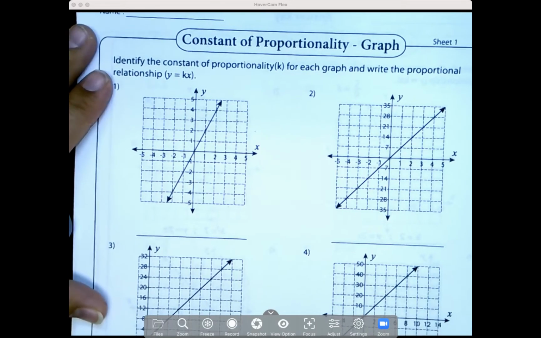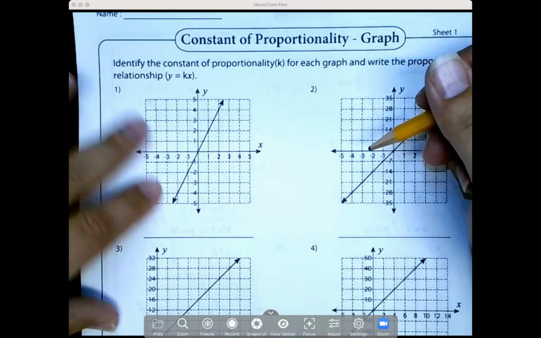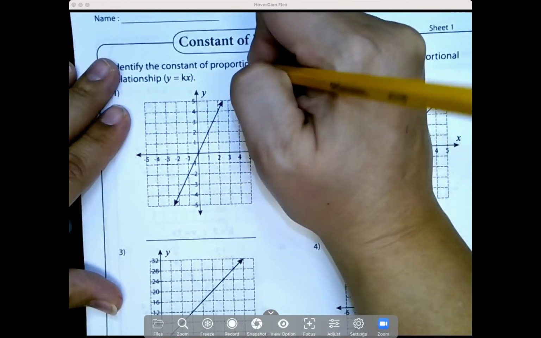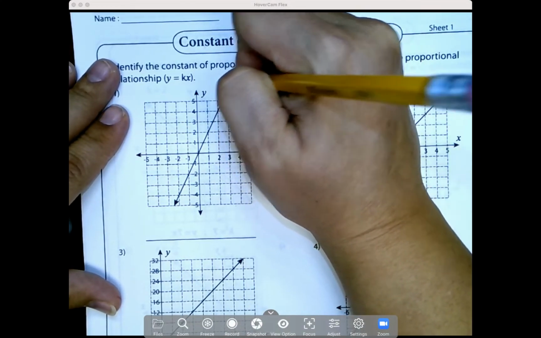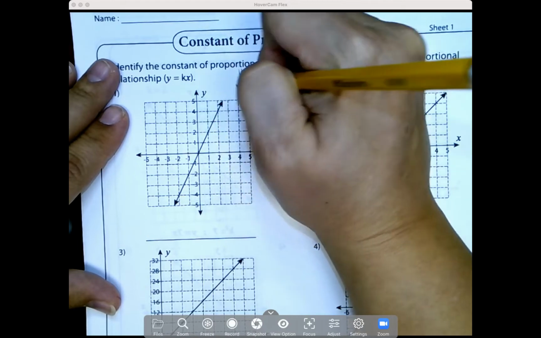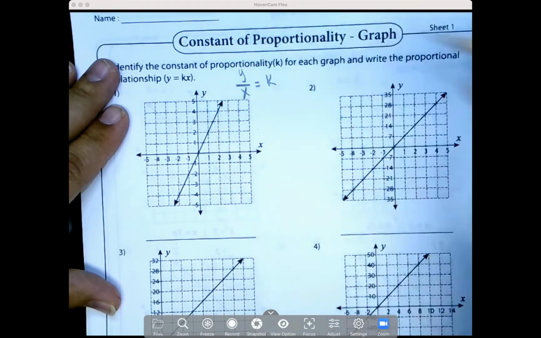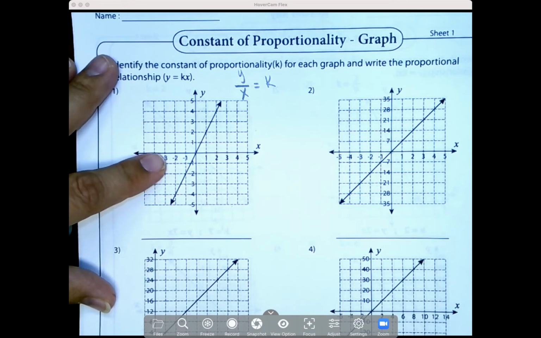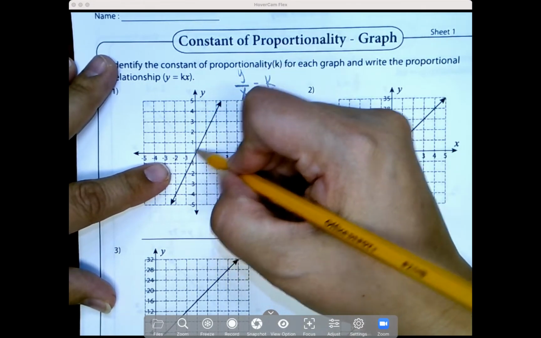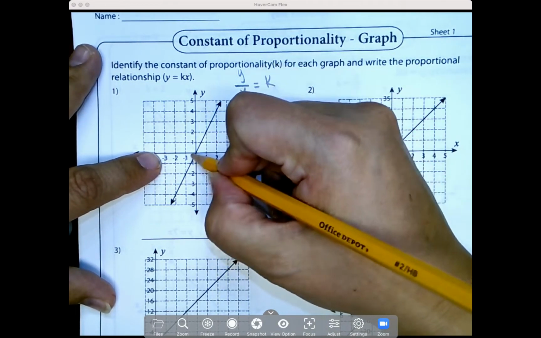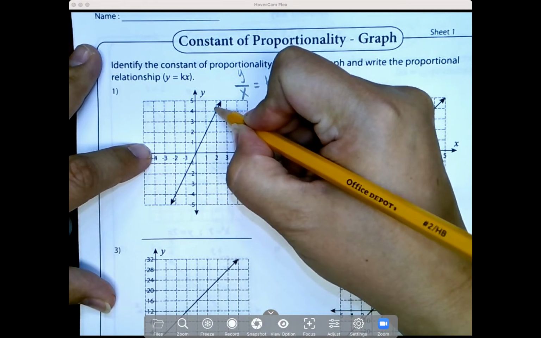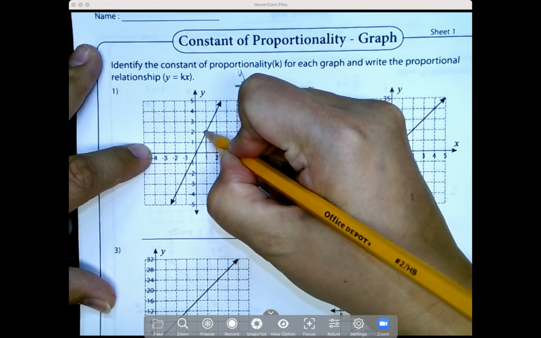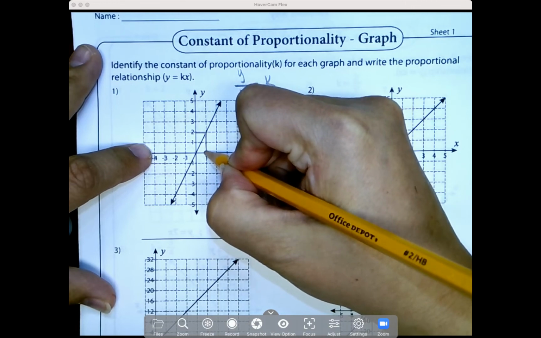All right. So to find the constant of proportionality, it's like the slope. It's going to be your y divided by your x equals the constant of proportionality. That's slope, y divided by x. So here, I'm going to find my coordinate that I like the best that's at a nice, neat intersection. So that's here.